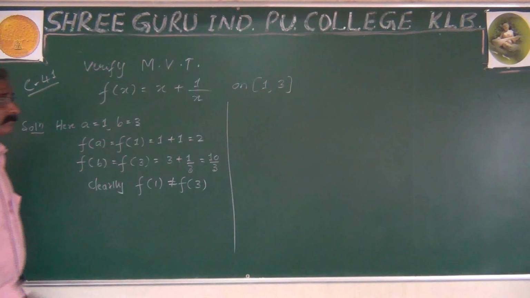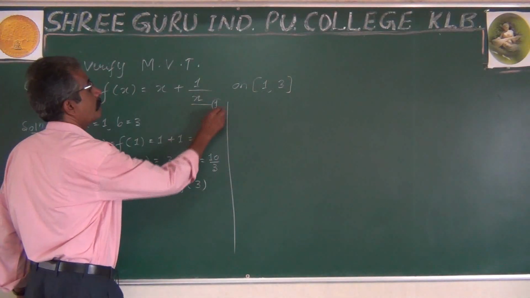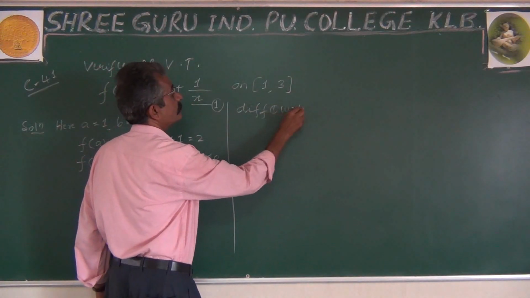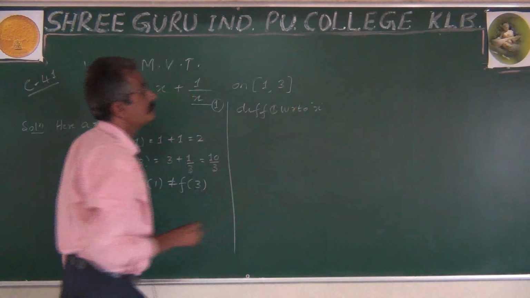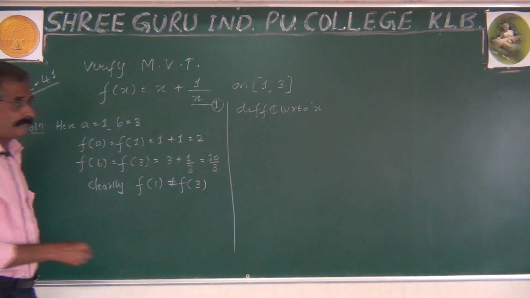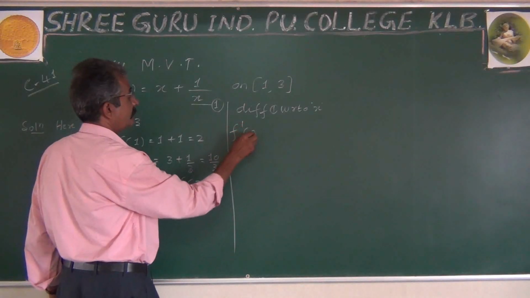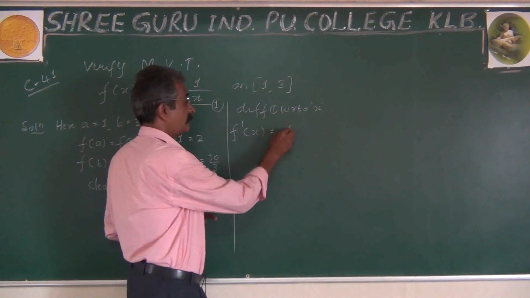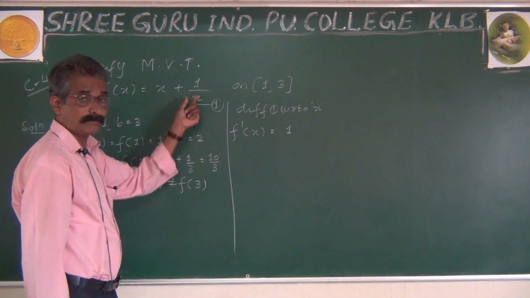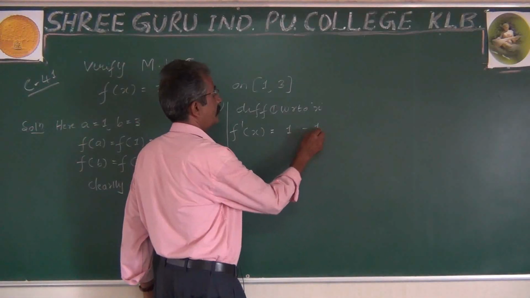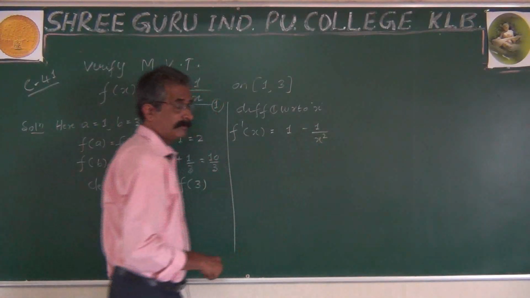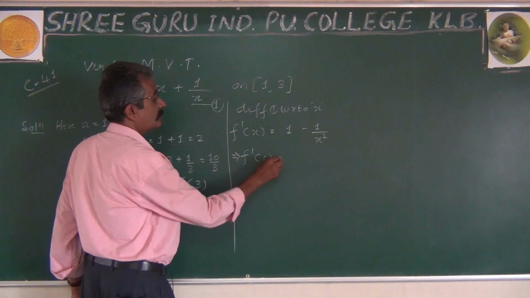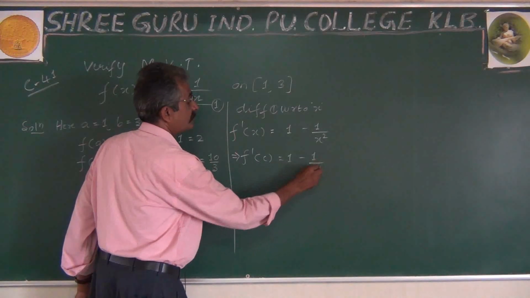Let's differentiate. So this is function 1. Now differentiating 1 with respect to x. Differentiation of f of x becomes f dash x. On the right hand side, differentiation of x is 1, whereas differentiation of 1 by x is minus 1 by x square. Which implies that f dash of c equal to 1 minus 1 divided by c square.